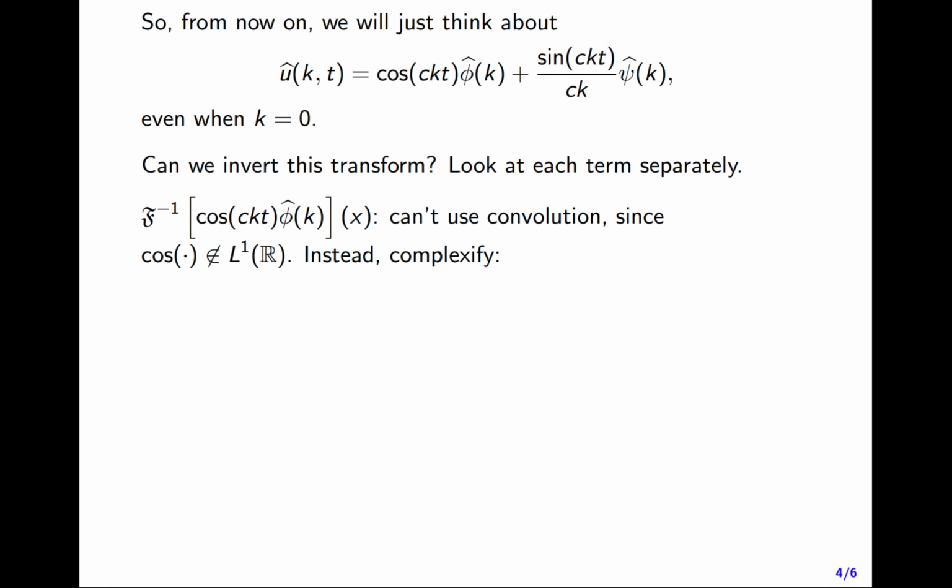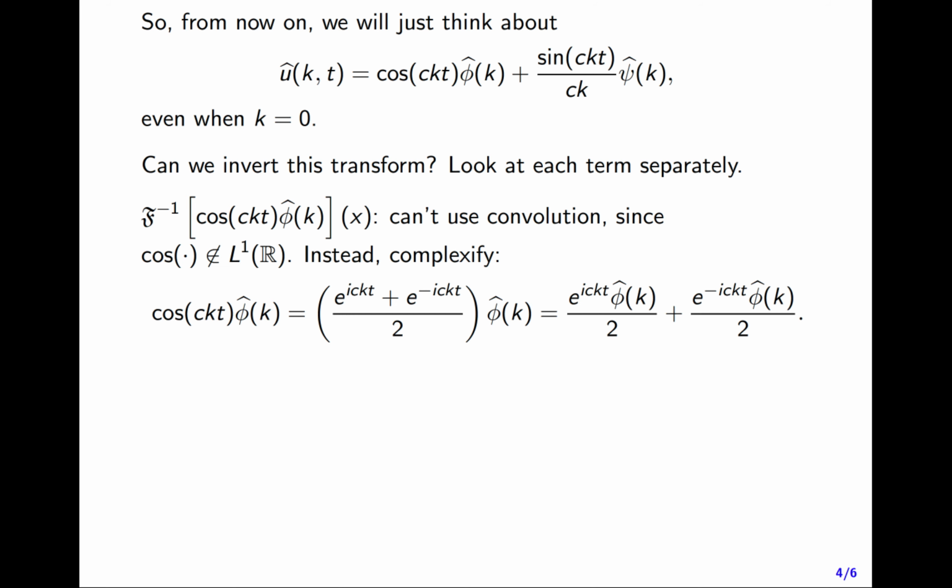So let's complexify. Cosine of ckt times phi hat of k, from the complex form of the cosine, is e to the i ckt plus e to the minus i ckt, divided by 2, times phi hat of k. Right, just the complex form of the cosine of ckt. And that turns into e to the i ckt phi hat of k over 2 plus e to the minus i ckt phi hat of k over 2.